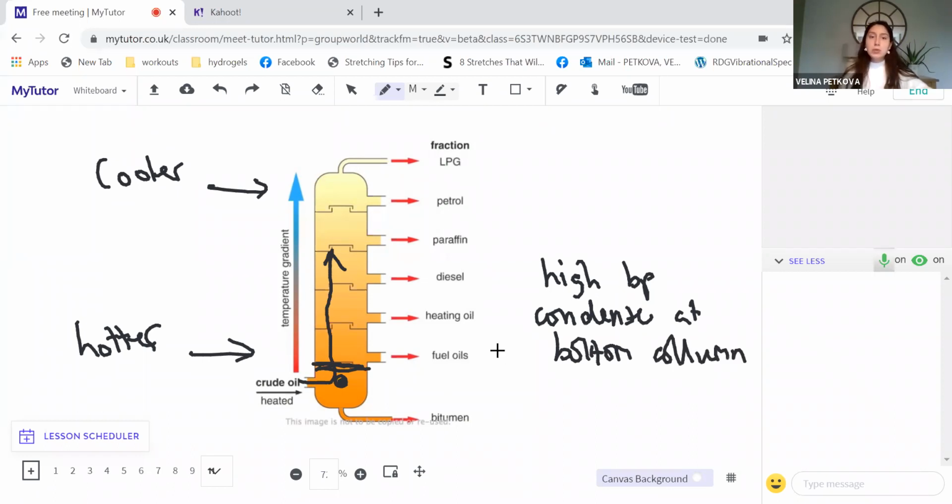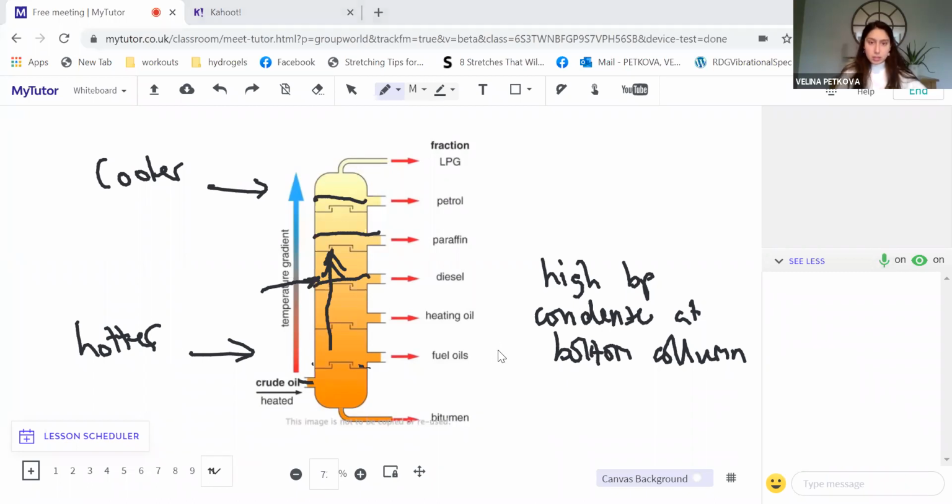And then those liquids that have a much lower boiling point continue to rise. As they reach their boiling point temperature, they condense. So if there's a liquid that has a boiling point of around here, temperature-wise, it's going to condense onto this plate. Those with an even lower boiling point are going to condense here, and those with an even lower boiling point will condense there. So this is cooler and that's hotter.